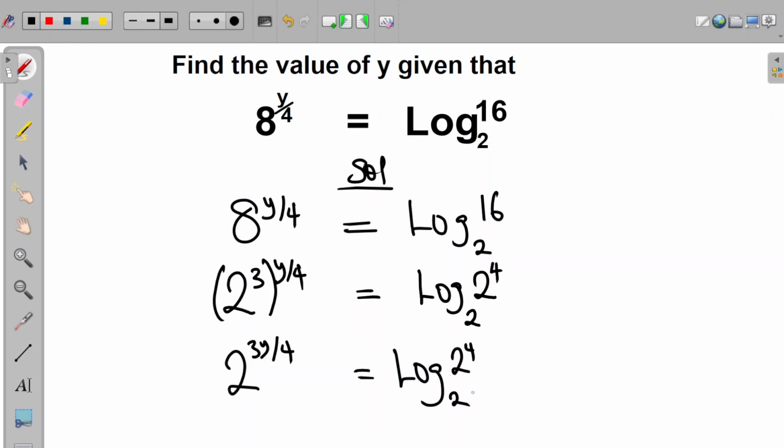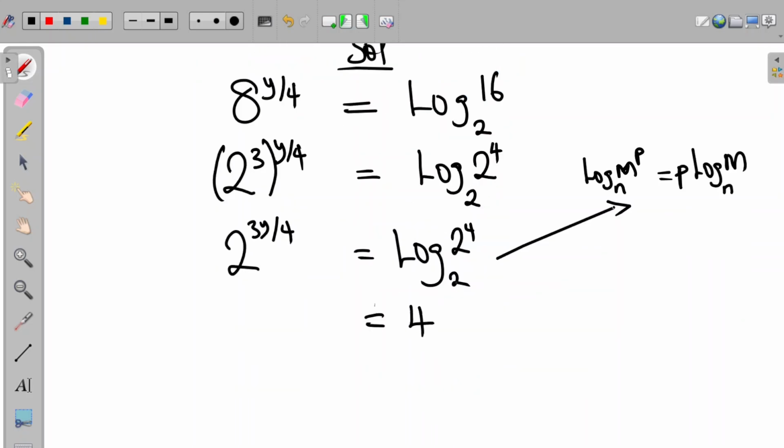Now recall that if I have log of m to the power of p in base n, this can be expressed as p multiplied by log m in base n. So we can apply this rule here. The right hand side becomes 4 multiplied by log 2 to base 2, and we bring down our left hand side. Now also, logarithm of a number to its own base is equal to 1. So log 2 to base 2 is equal to 1.